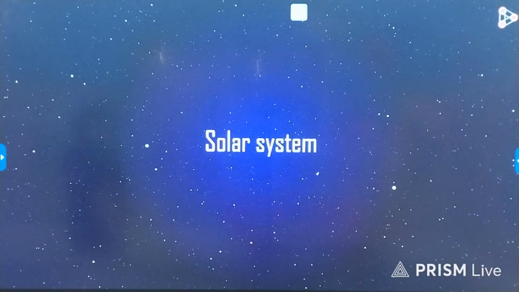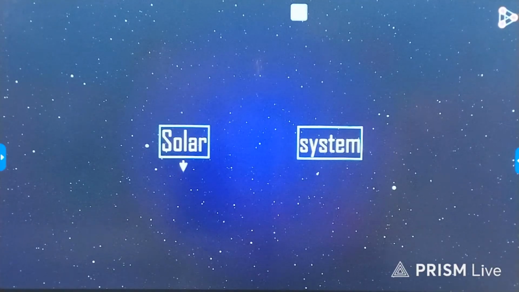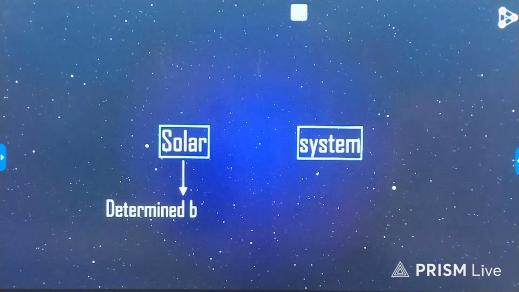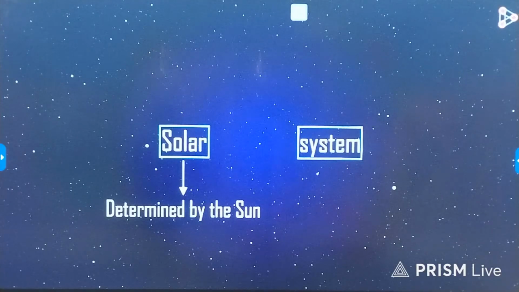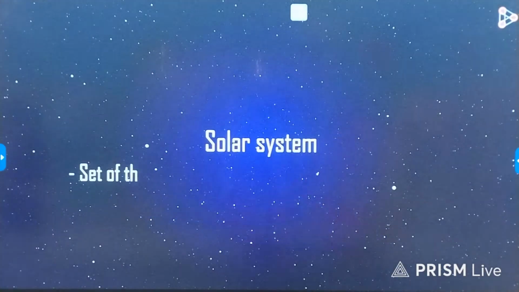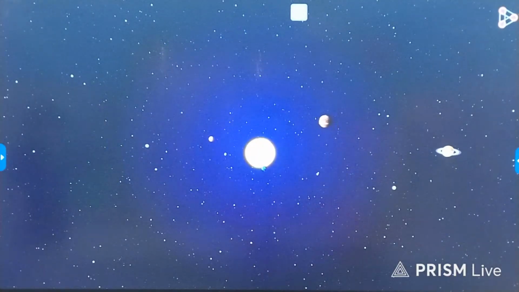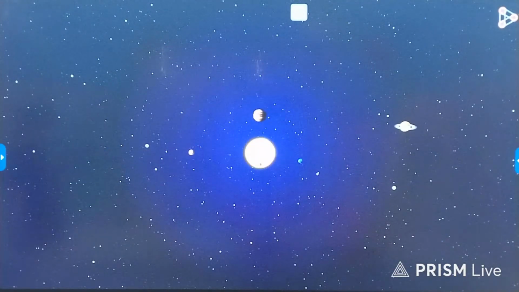What comes to our mind when we think of the solar system? What do the words solar and system even mean here? Solar means relating to or determined by the sun. And system? System means a set of things working together as a part of a mechanism. When we put these two definitions together, what do we get? We get a set of things working together as part of a mechanism determined by the sun, which, in other words, is the solar system.